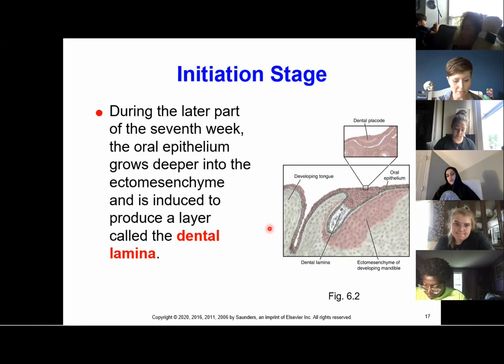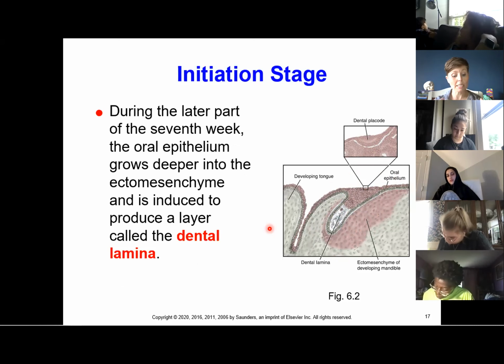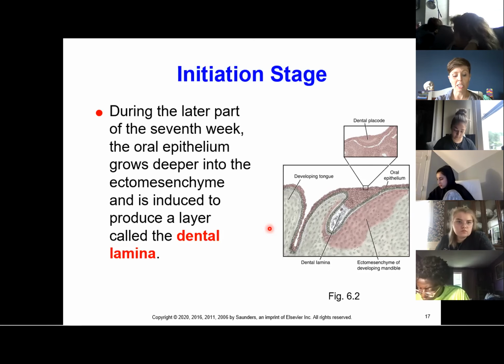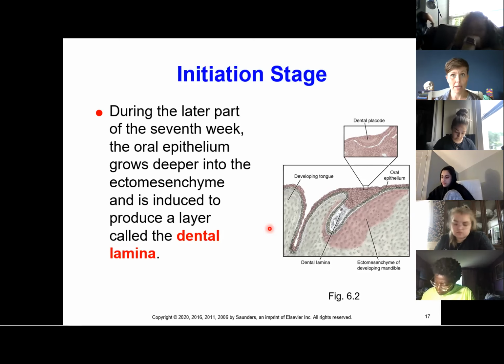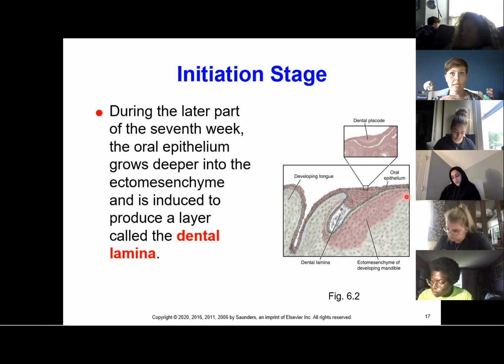During the latter part of the 7th week, the oral epithelium grows deeper, penetrating the ectomesenchyme, and is induced to produce an adjoining layer, which is called the dental lamina. So the oral epithelium grows deeper. It was that thin little line at the top here, and now it's growing deeper. Your dental lamina is starting to produce.